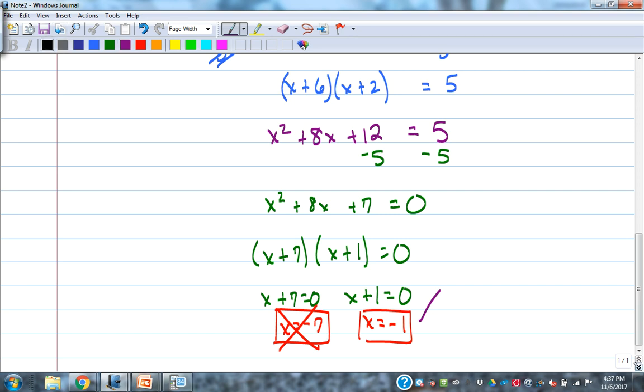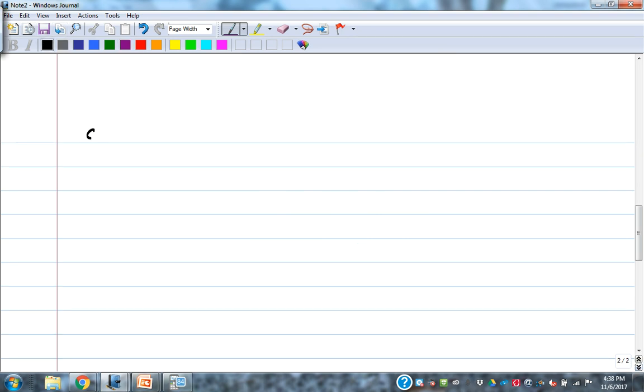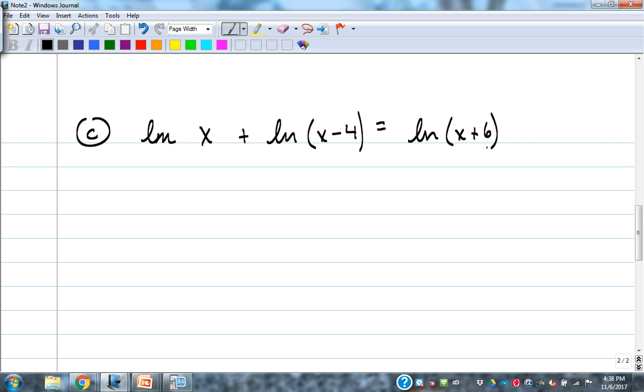Here's a fun one. I love it when a math teacher says that. Natural log of x plus natural log of x minus 4 equals natural log of x plus 6. What in the world? Well, the left side has two pieces and the right side has one. They all have the same log. For us to be able to work them, they need to. They're not going to throw any at you that don't.